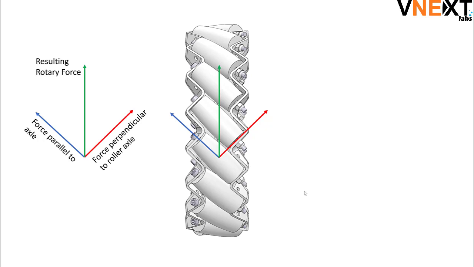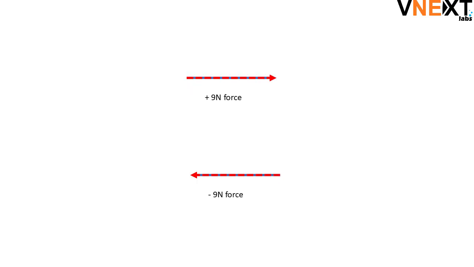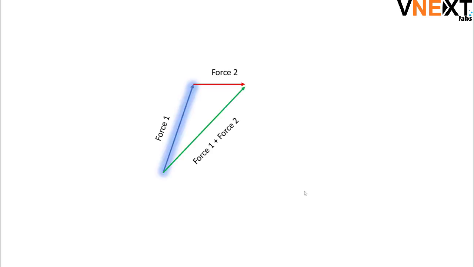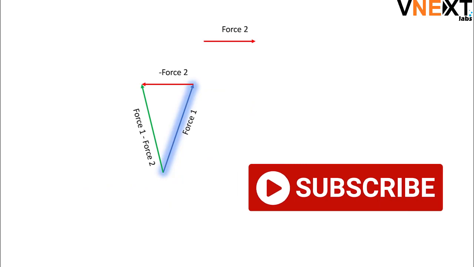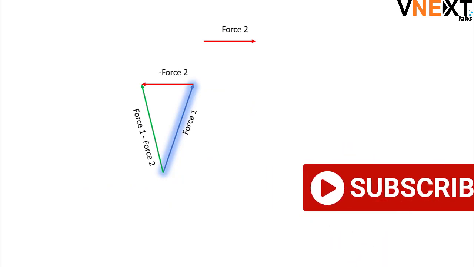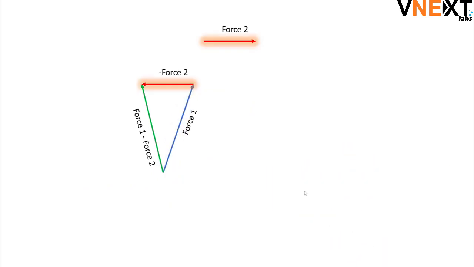Let's quickly walk through some fundamentals of vector properties of force. We all know that force is a vector, that is, it has quantity and direction. When different forces are combined, the resultant force has its own quantity and direction. As you can see, force 1 is added to force 2. The resultant force has its own quantity and direction. Similarly, force 2 is subtracted from force 1. The resultant force has its own quantity and direction.